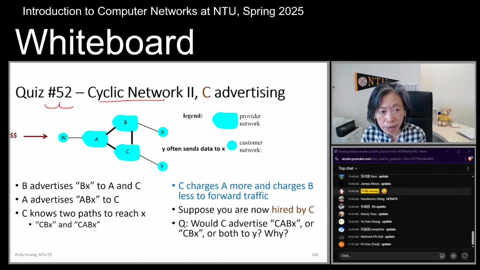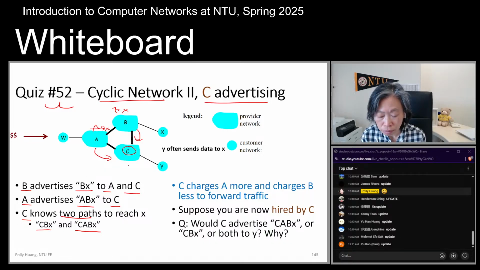And this time, let's say C is advertising. C is trying to advertise AS paths, and these are the AS paths that he's looking to advertise. So let's assume that B earlier decides to advertise BX to A and C, and A decides to advertise ABX to C. So C now knows two paths to X, that is CBX and CABX, right? So BX here announced to A, so ABX here can be announced to C, and BX can be announced to C as well. So now C knows that there are two paths to X, all right?